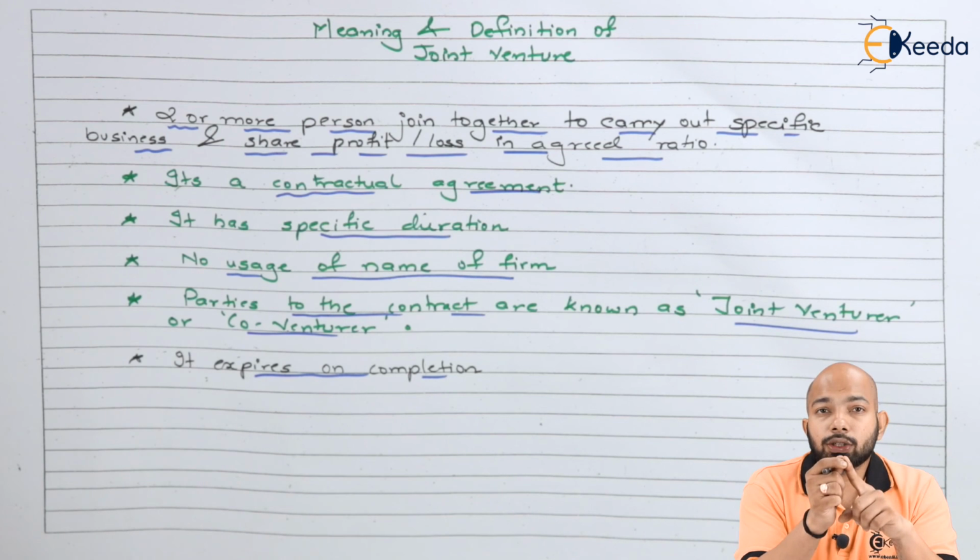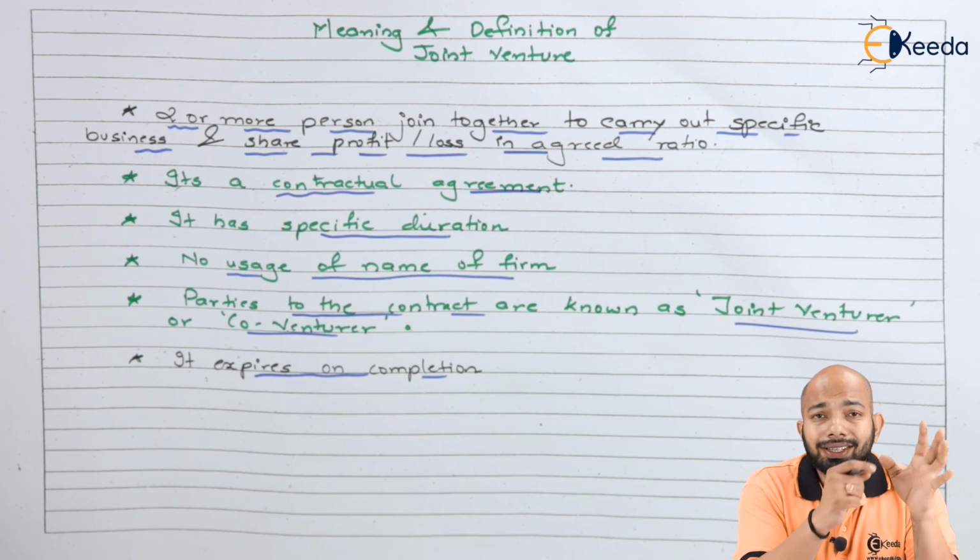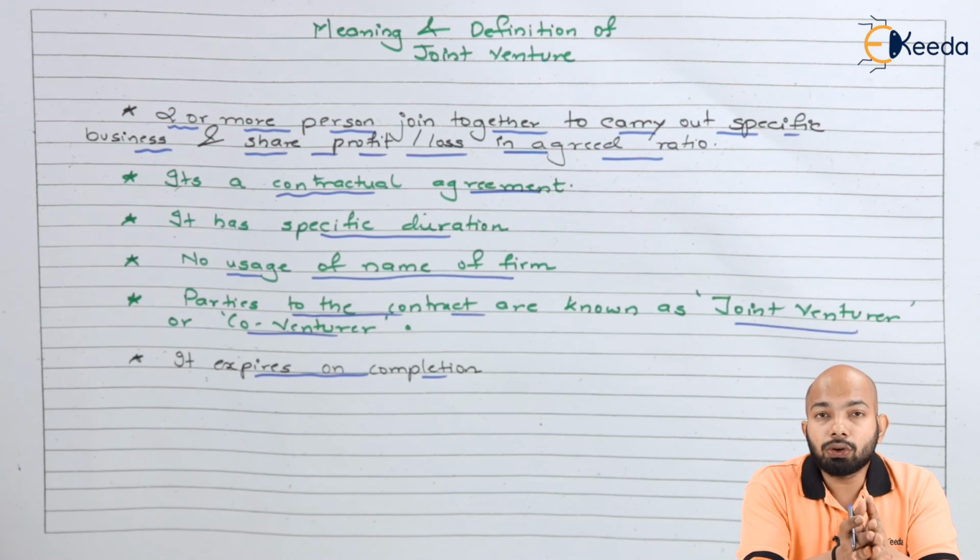First of all, it will be a contractual agreement. It will be for a specific target. It will be for a specific duration. The parties are known as joint venturers or co-venturers, and this joint venture stands closed when the objective or the target has been achieved. So this is what you should know when it comes to the meaning and definition of joint venture.